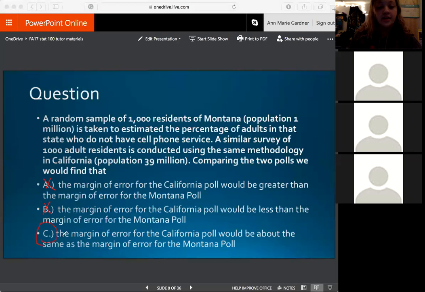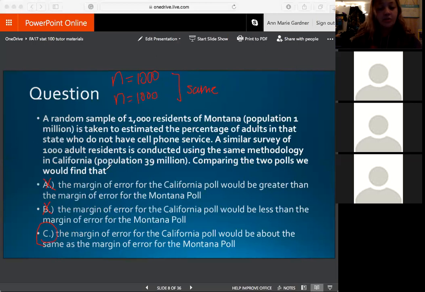So our answer is C, because we're going to say that our margin of error is about the same, because we do have a random sample of 1,000 adults in each one. How we decide about our margin of error depends on our sample size. Our sample size in both of them is 1,000, so that's what we want to look at. Since these are the same, we can assume that our margin of error is going to be about the same, because we have the same sample size.